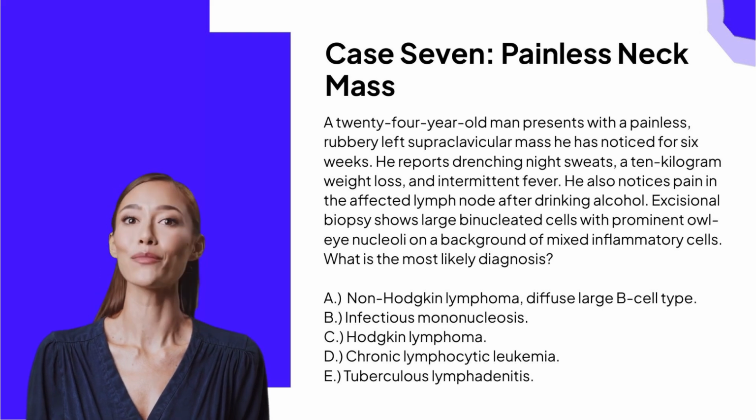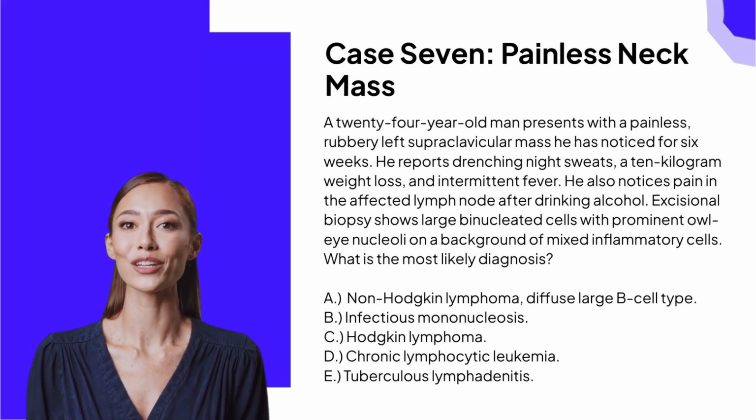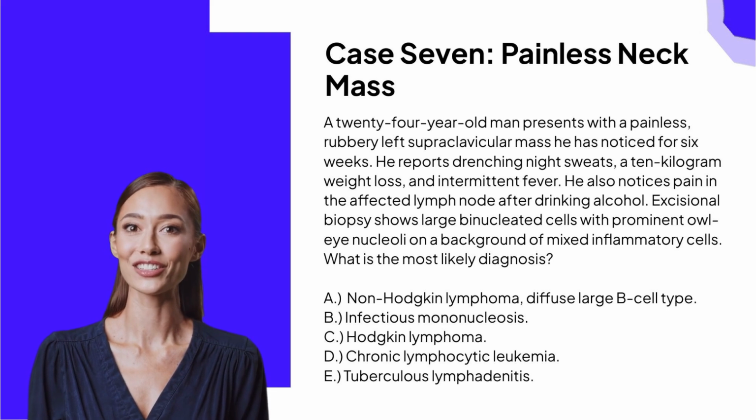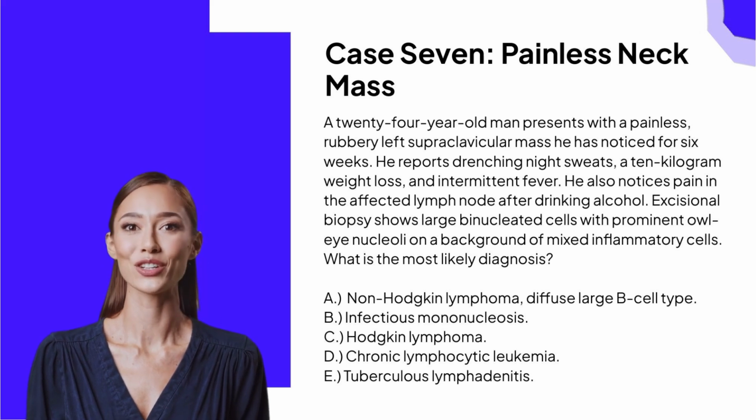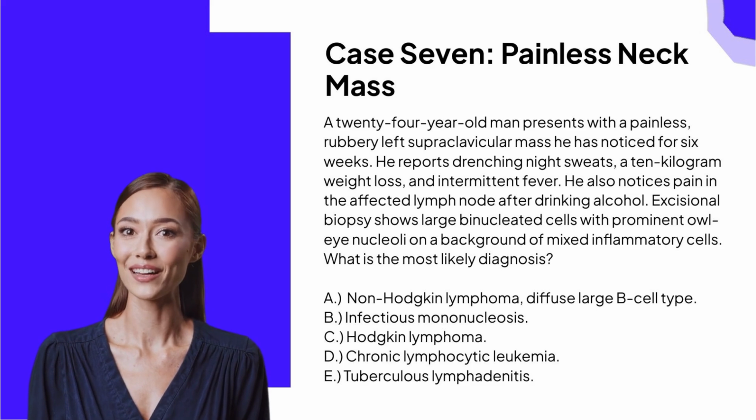Case 7. A 24-year-old man with a painless, rubbery supraclavicular mass, drenching night sweats, weight loss, and fever. He also has lymph node pain after drinking alcohol. Biopsy shows binucleated cells with owl-eye nucleoli. Pause and pick your diagnosis.